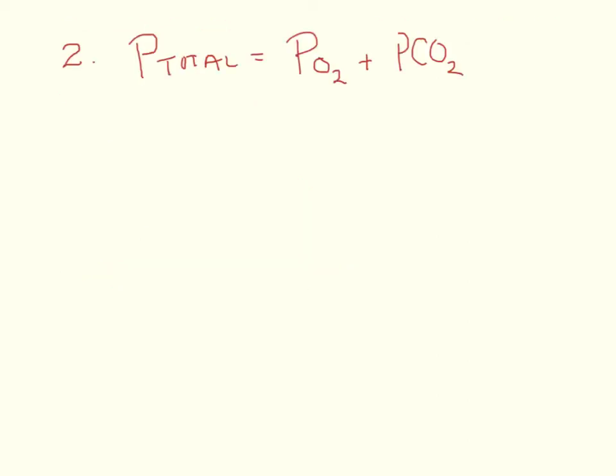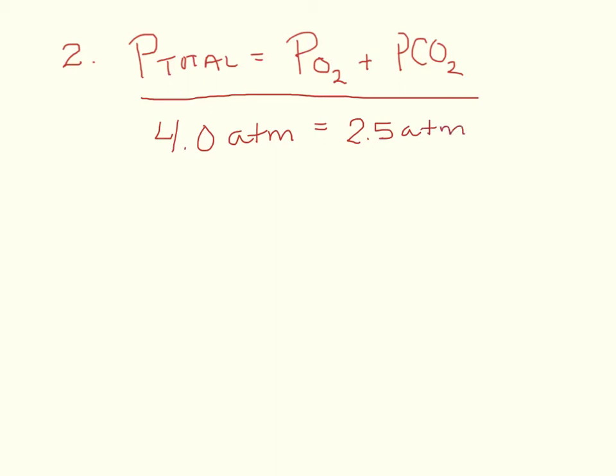So in the second problem, it says carbon dioxide is added to a cylinder containing 2.5 atmospheres of oxygen, giving a total pressure of 4 atmospheres of gas. So I just set up this formula right here that said the total pressure is the sum of the oxygen and the CO2. Now I'm just going to put in some numbers. I know that the total pressure is 4.0 atmospheres. And I know that the partial pressure of the oxygen is 2.5 atmospheres. And I don't know the partial pressure of the CO2, so I'll just leave that as PCO2, or X.